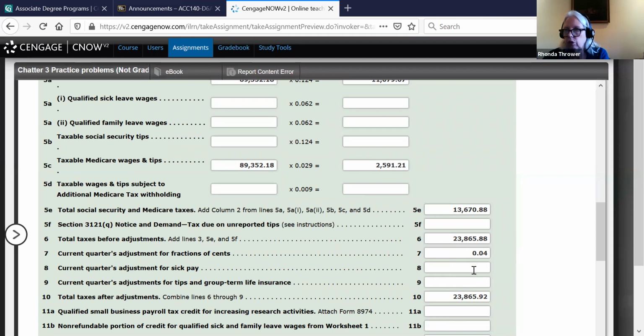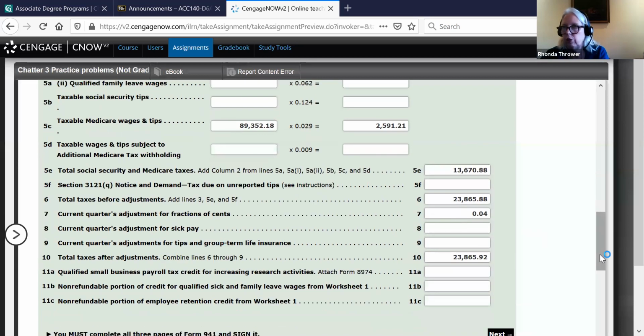So what we have to do is take the difference between line 10 and line 6 and enter it on line 7 as a 4-cent difference. If you added 4 cents to line 6, it will make it equal line 10. You want line 10 to equal the total taxes plus the adjustments for rounding errors. So there was a 4-cent rounding error there that we figured up.